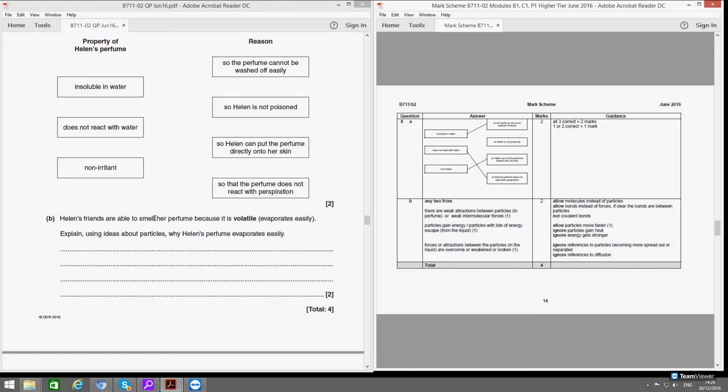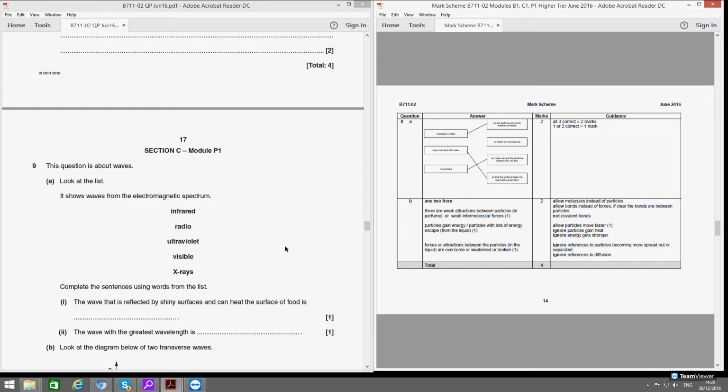So that is why you can smell perfume, because the heat from your skin will overcome the weak forces of attraction between molecules, and that is why the particles gain energy, and that's why the particles almost diffuse into your nostrils and you can smell it.